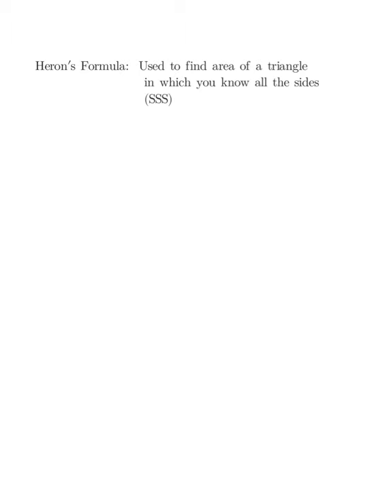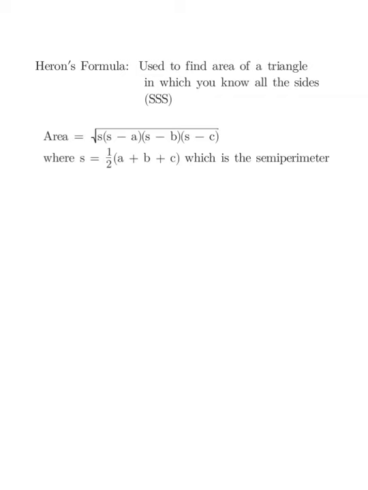The last area formula that we are going to look at has a name called Heron's formula, and it is used to find the area of a triangle in which you know all of the sides, which is symbolized with side, side, side, 3 S's. Heron's formula says that the area equals the square root of S times the quantity S minus A times the quantity S minus B times the quantity S minus C. In that area formula, A, B, and C are your side lengths. S stands for semi-perimeter. And to find the semi-perimeter, you add the 3 side lengths and take it times 1/2.